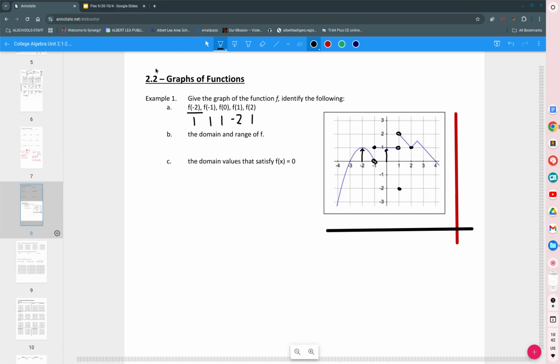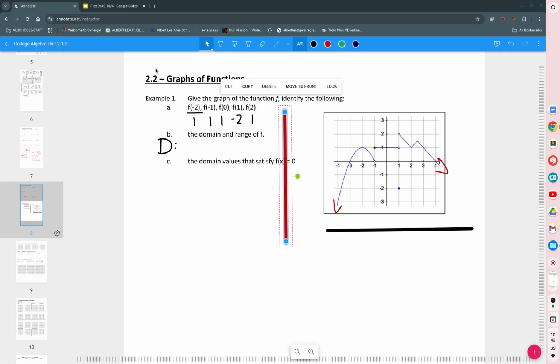A review from the other day, we should be able to state the domain and the range of the function. In order to state the domain, what I like to do is grab that vertical line and drag it across. We'll say that this graph does in fact have arrows on the end of it for the sake of this problem. Will this graph eventually cross my vertical line?